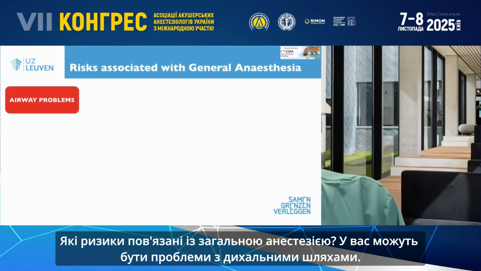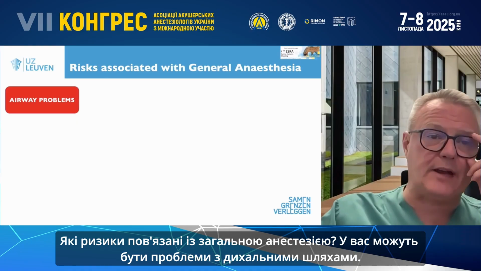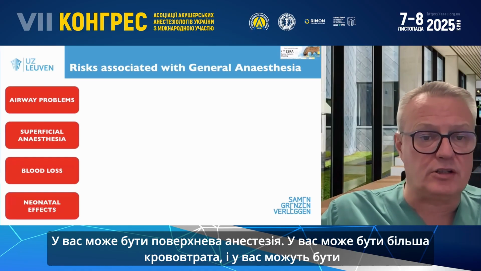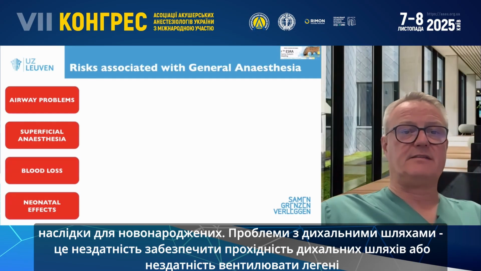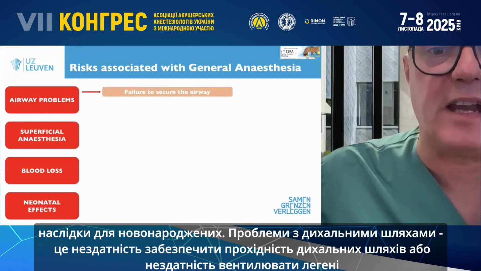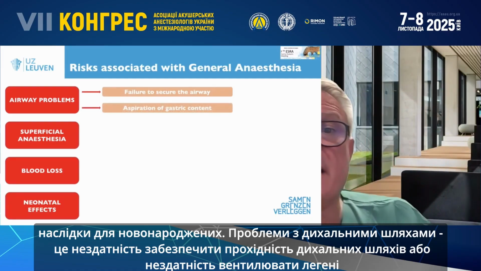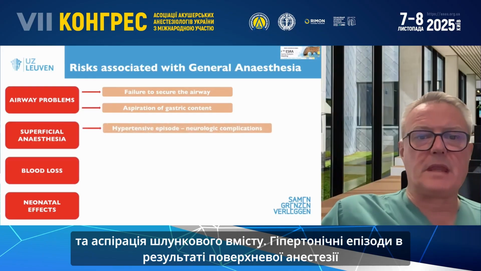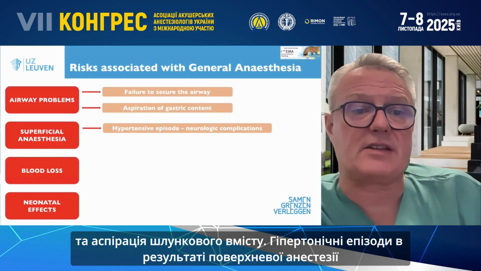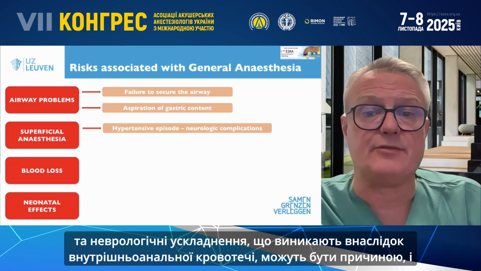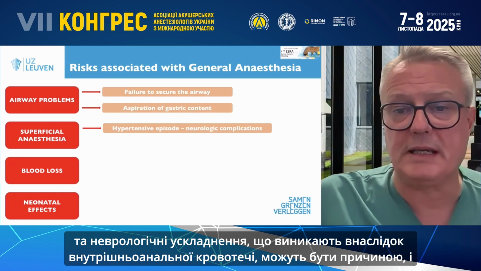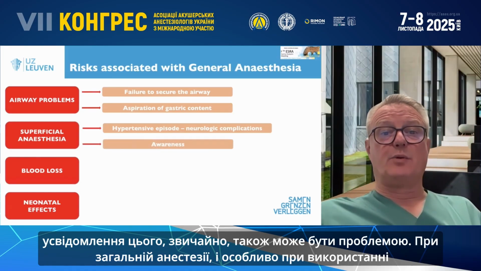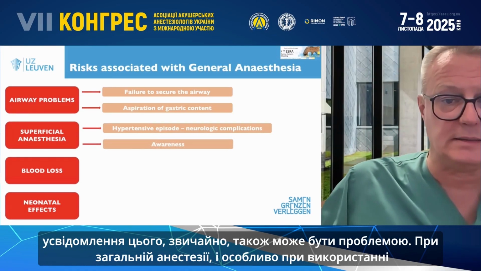What are the risks associated with general anesthesia? You might have airway problems, you might have superficial anesthesia, you might have blood loss that is higher, and you might have neonatal effects. The airway problems are failure to secure the airway or failure to ventilate, and aspiration of gastric contents. Hypertensive episodes as a result of superficial anesthesia and neurologic complications based on intracranial hemorrhage might be a cause, and awareness, of course, might be a problem as well.